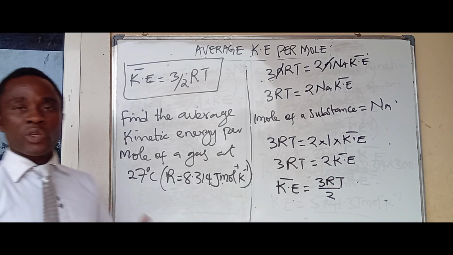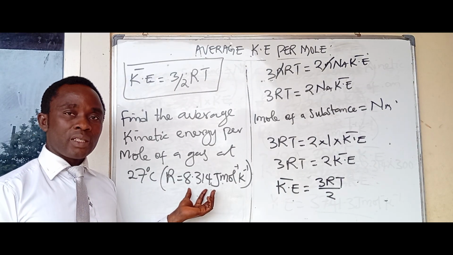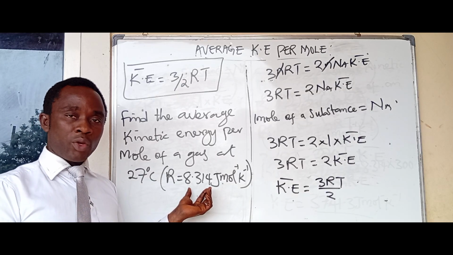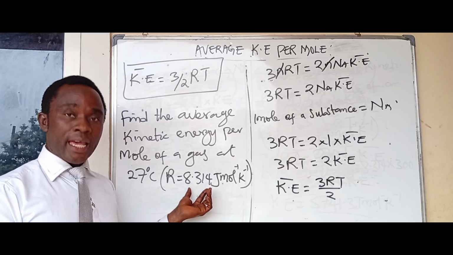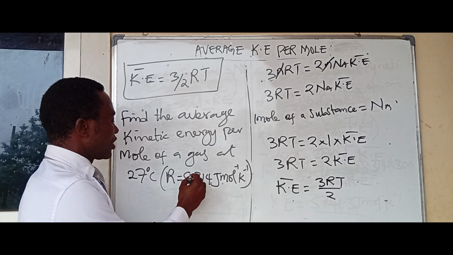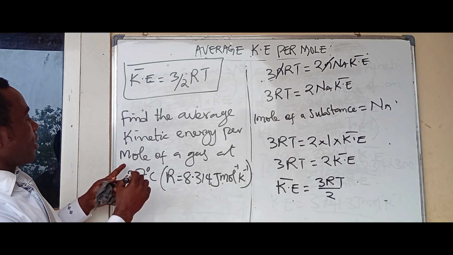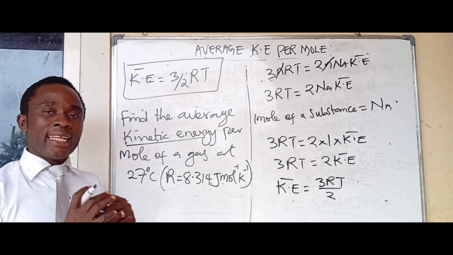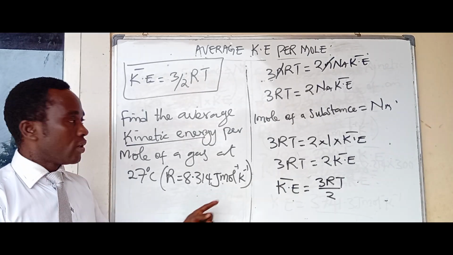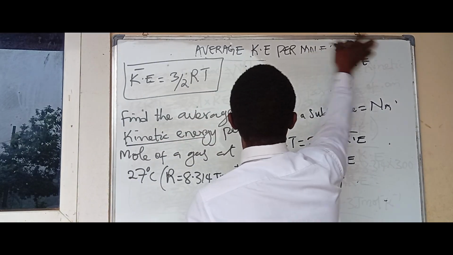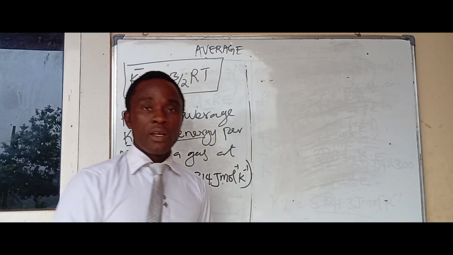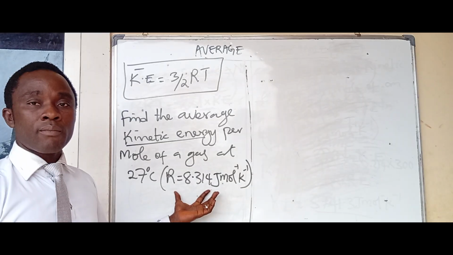R is this. You might be surprised. The R in gas laws is 0.0821 dm cube atm per mole per Kelvin. But here we are using 8.314. Why? The reason is because we are looking for energy, and energy value is in joules. So your R unit should also be in joules. That is the reason why that value has changed. It's just due to conversion of units. Later I will show you how to convert the unit from 0.0821 to this.